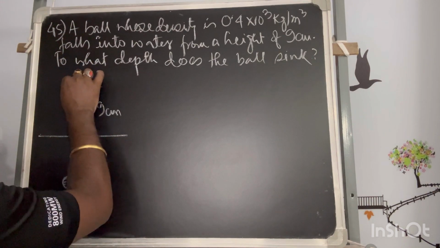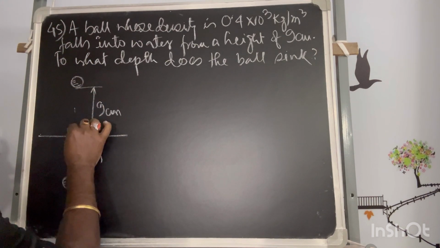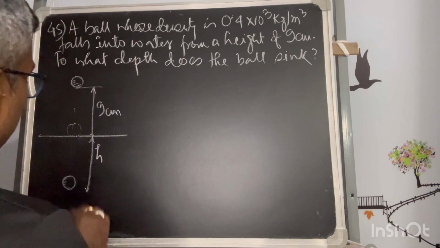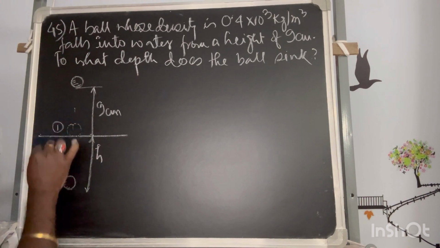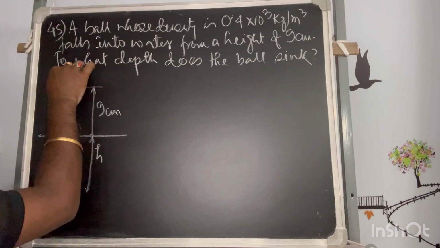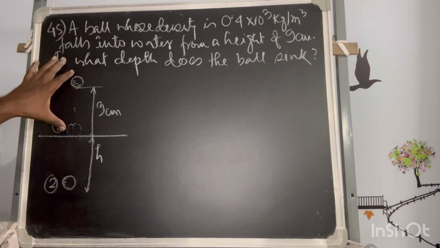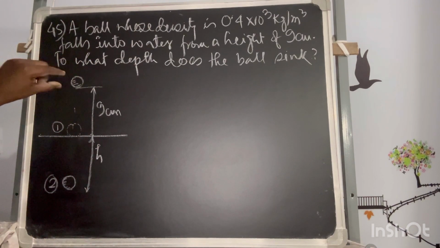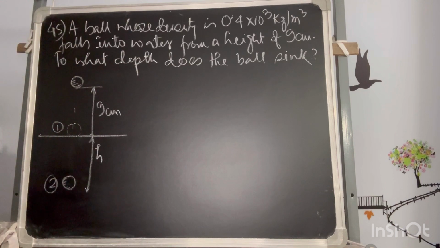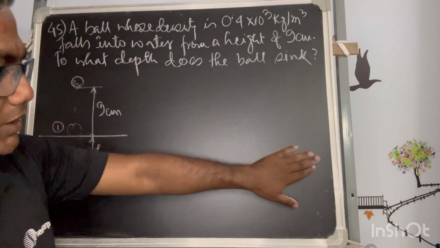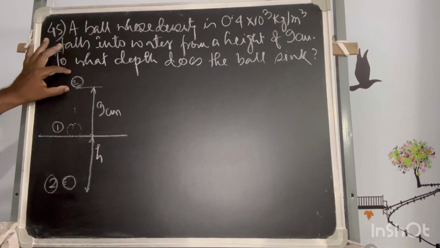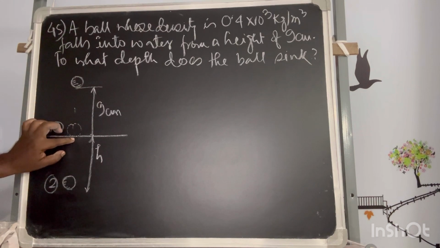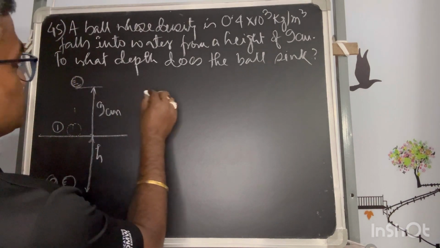Now from there it has dropped. When it just touches the surface, it will gain some velocity. This is the first position, and this is the second position. We can assume there is no loss due to air friction and all that, so we are not considering it. We are thinking of an ideal case. Whatever velocity it gains due to the height, it will reach the water with that.